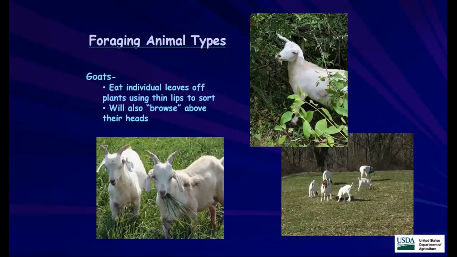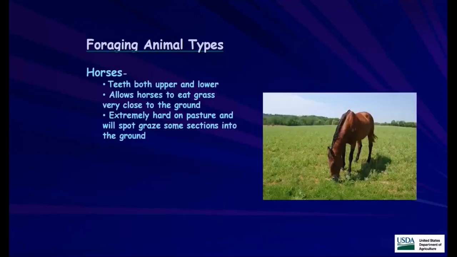And what they do is they eat individual leaves off of the plants, and they'll basically pluck, or they'll start at the tip of the plant and work their way down because their lips are a little bit more, I want to say, prehensile, which means that they can manipulate their lips a lot more than sheep and goats do, or sheep and cattle do.